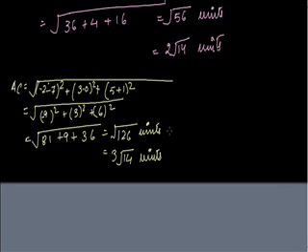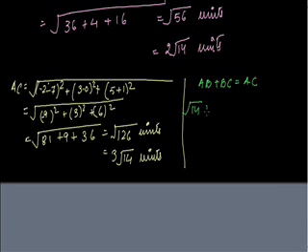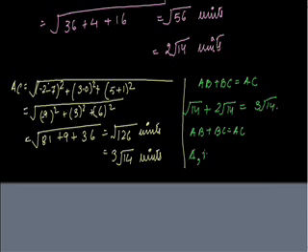As this can be written as 3 root 14 units, what we can see next is that AB plus BC is equal to AC, because root 14 plus 2 root 14 is equal to 3 root 14. That means AB plus BC is equal to AC. So this shows that A, B, C are collinear points.